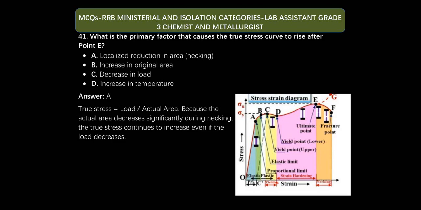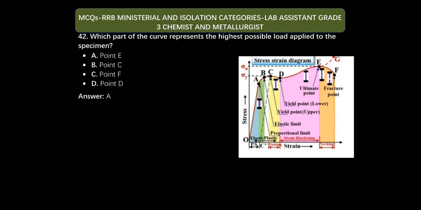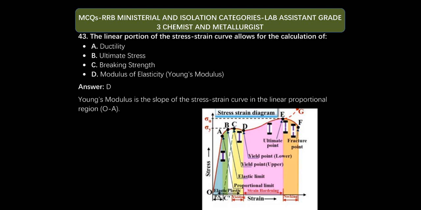True stress is equal to load by actual area. Because the actual area decreases significantly during necking, the true stress continues to increase even if the load decreases. Which part of the curve represents the highest possible load applied to the specimen? Option A, point E. The linear portion of the stress strain curve allows for the calculation of option D, modulus of elasticity, Young's modulus. Young's modulus is the slope of the stress strain curve in the linear proportional region O to A.